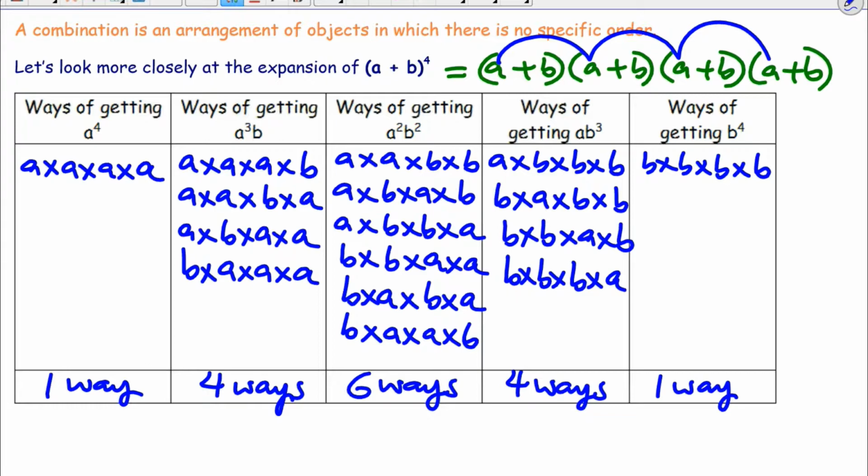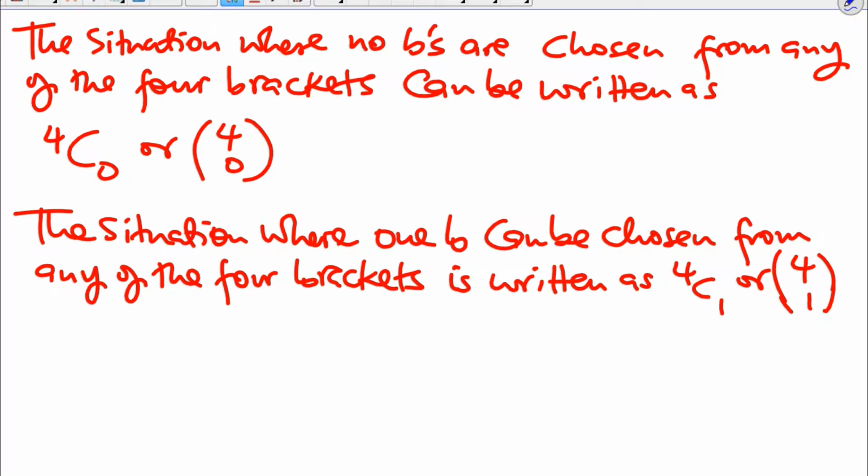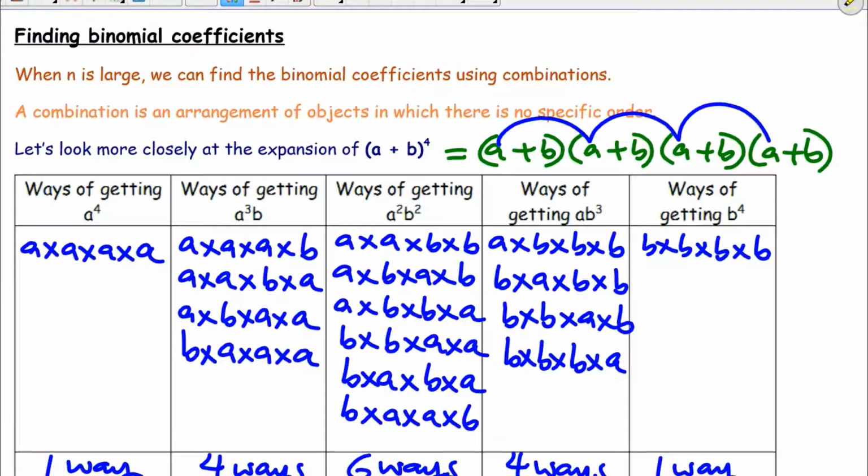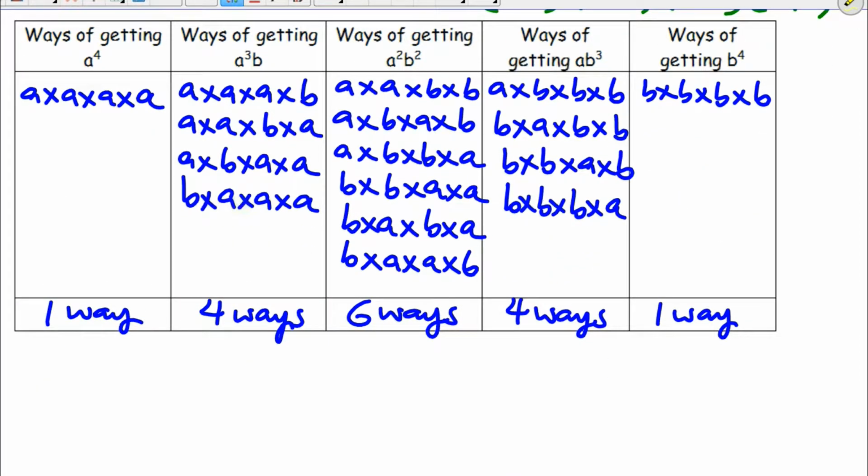Now, there has to be a way you can communicate this mathematically to make it clearer to the person who's reading what you're trying to say. So mathematically, there's a way that we write this, and I'm going to show you on the next page. The situation where no b's are chosen from any of the 4 brackets can be written as 4 choose 0, or just (4 0). In this case, the first column, we are not choosing any b, so we write this as 4 choose 0.